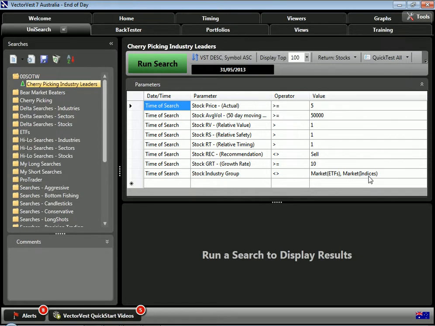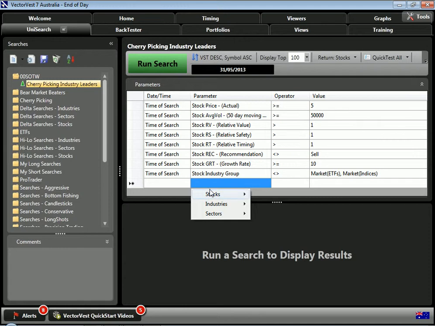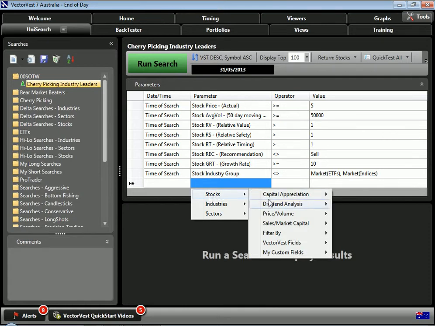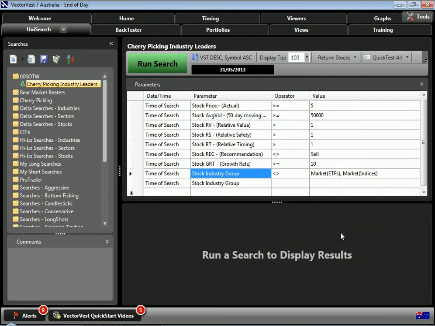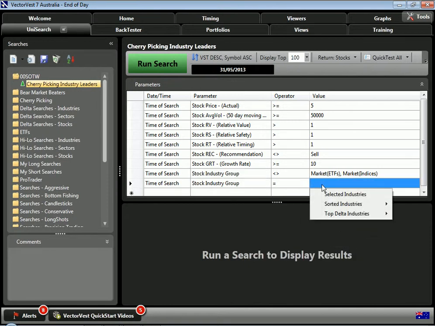The last piece of the puzzle, the last criteria we need to add, is the filter that's going to help us identify the top 5 industries on the date of the search. Now the easiest, most straightforward way to do that would simply be to click in the parameter box, hover on Stocks, hover on Filtered By, left click on Industry Group. That industry group needs to equal, if I click in the value box, I can use a selected industry where I check specific industries off.